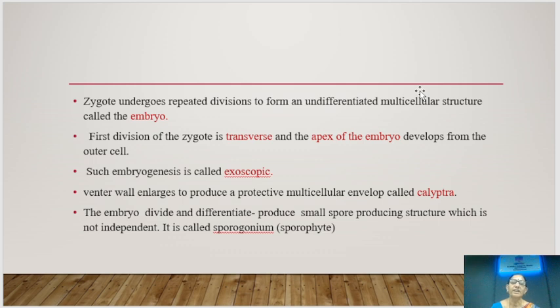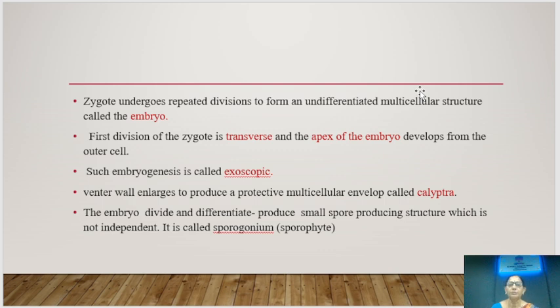Once fertilization takes place, the zygote remains within the venter of the female gametophyte, the archegonium, and here the zygote undergoes repeated mitotic division and forms a multicellular structure called the embryo. The zygote first undergoes a transverse division, where the apex cell of the embryo forms the outer cell, and the process of embryogenesis is known as exoscopic. Now the venter cell walls enlarge and form a multicellular protective envelope called the calyptra.